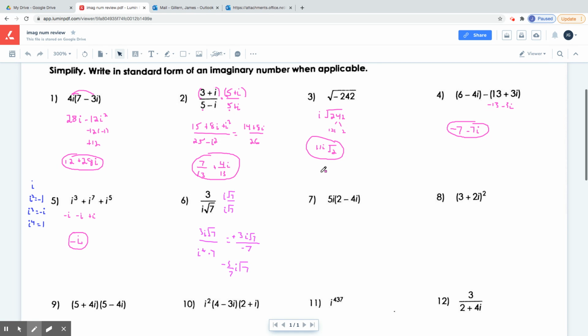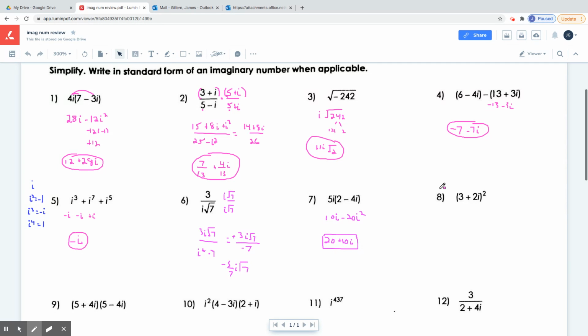All right, so number 7 is very similar to number 1. We're going to distribute, and I'm going to get 10i minus 20i squared. 20i squared is really positive 20, so I get 20 plus 10i. There's my answer.